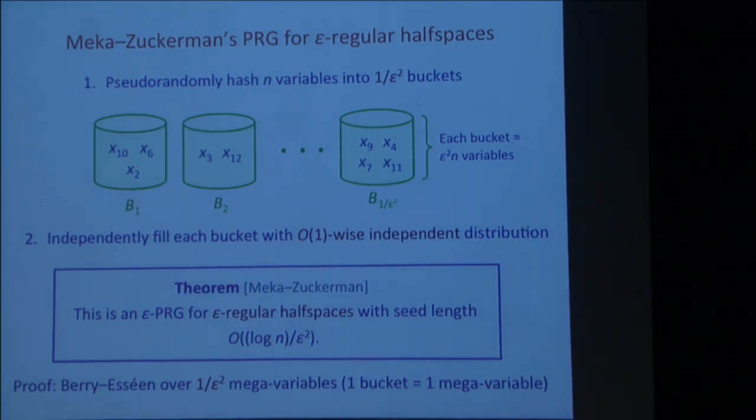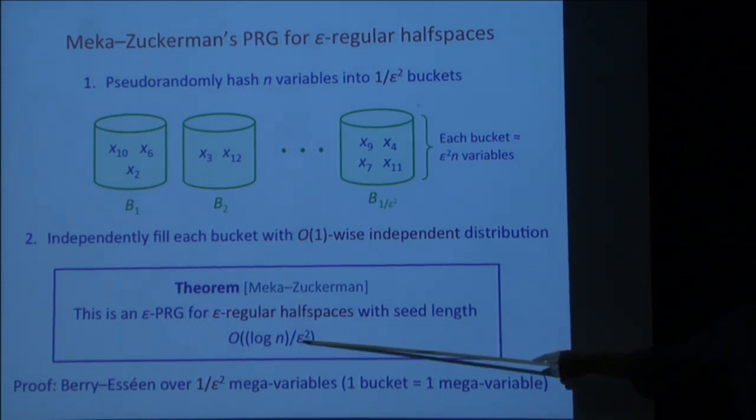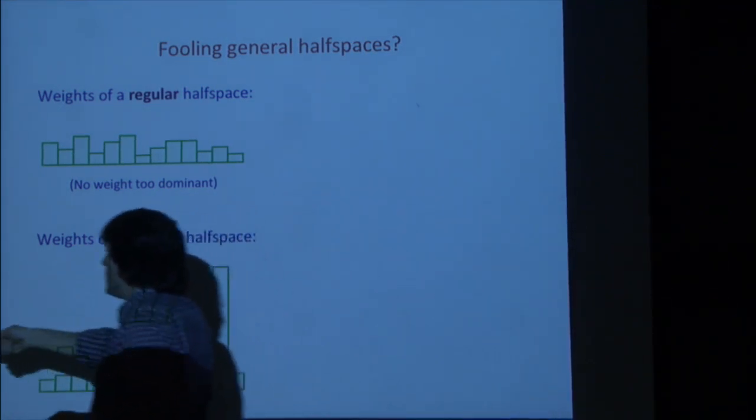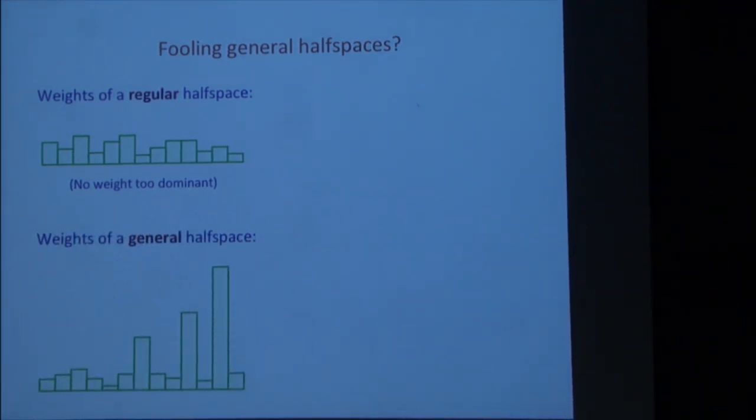This is just the tip of the iceberg of their paper. They do all kinds of cool things. They get the epsilon dependence down to logarithmic. There's a lot of nice stuff. In particular, one thing they do, which I will tell you a little bit about because it highlights some of the challenge in what we had to do, is they were able to extend this not just to fooling epsilon regular half spaces where all the weights are kind of very small, but they're able to fool general half spaces.